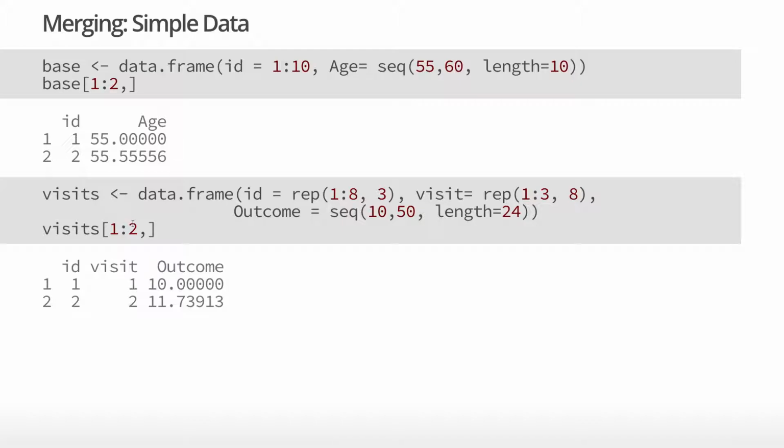So, okay, we're just making a super simple data set to illustrate an example of merging, right? Let's say we have a baseline data set. We have 10 IDs and they have ages from 55 to 60, right? So ID 1, the person's 50 years old. ID 2, the person's 55.5.